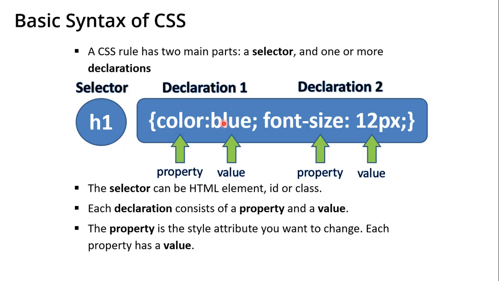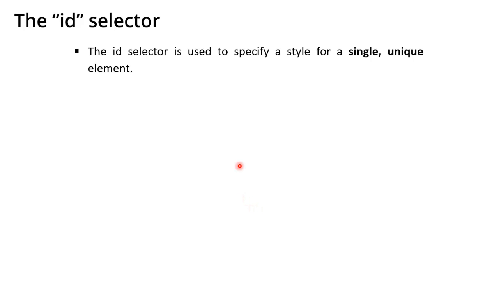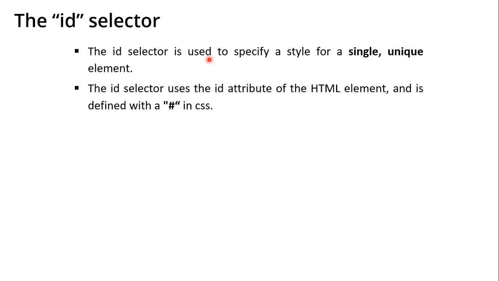The ID selector. Here we have an ID or class, which I have explained. The selector may be an ID or a class. So the ID selector is used to specify the style for a single unique element. If we have a single and unique element, then we have to use the ID selector. The ID selector uses the ID attribute of the HTML elements and it is defined with a hash in CSS. Okay, like this symbol.